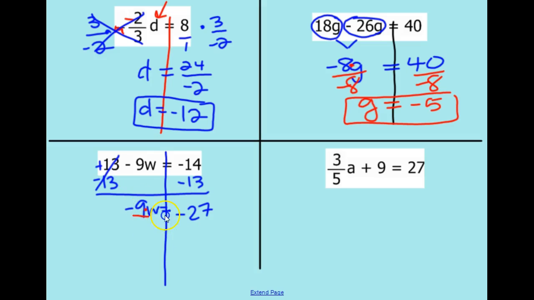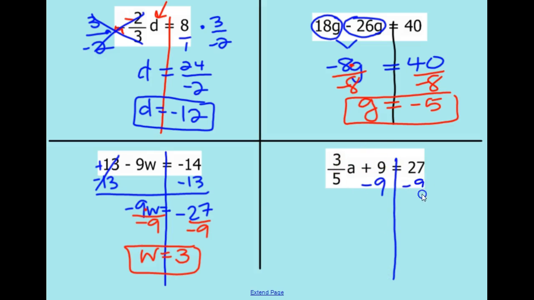And then last, the opposite of multiply is divide. Divide by negative 9. Two negatives multiplied to make a positive, or divide, and we have 3. Then over here, get rid of your addition and subtraction first, so subtract 9. We have 3/5 a. 27 minus 9 is 18.